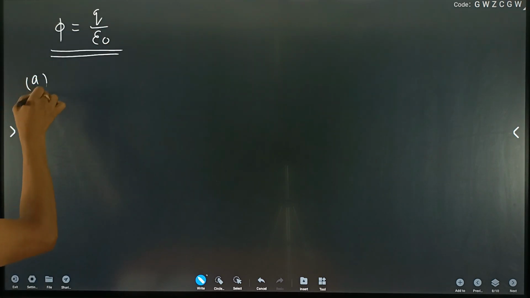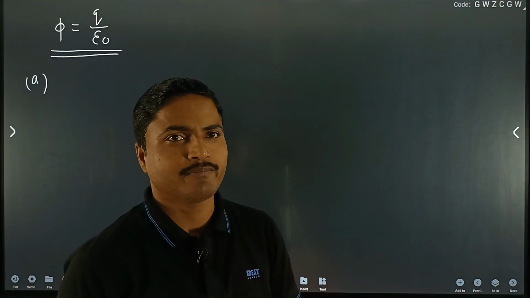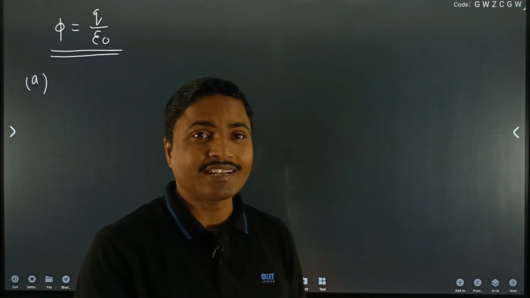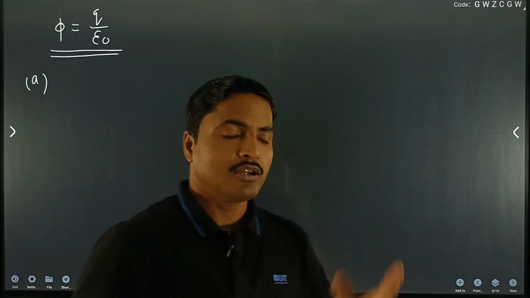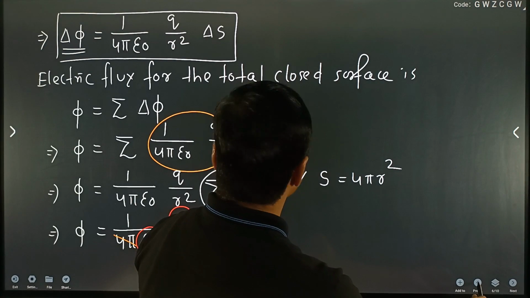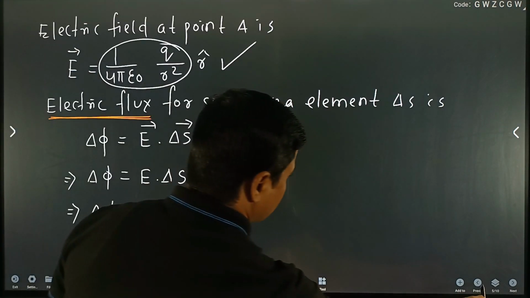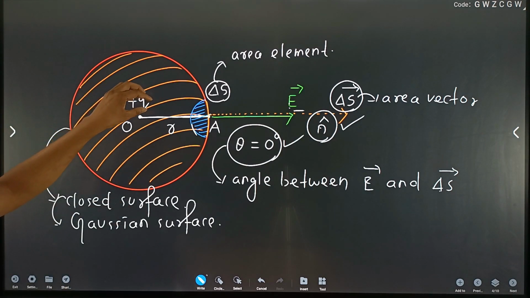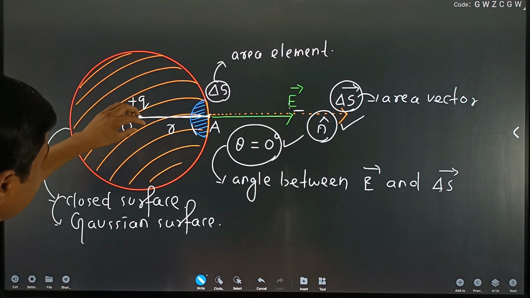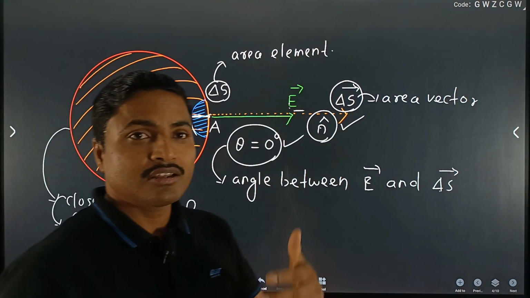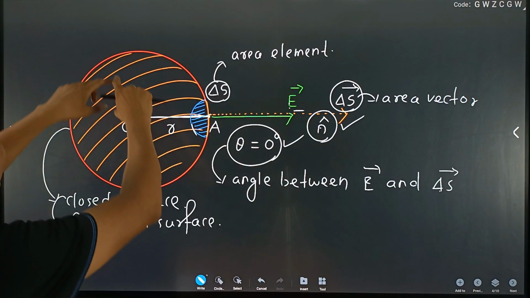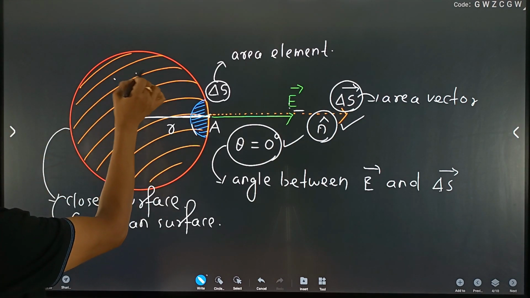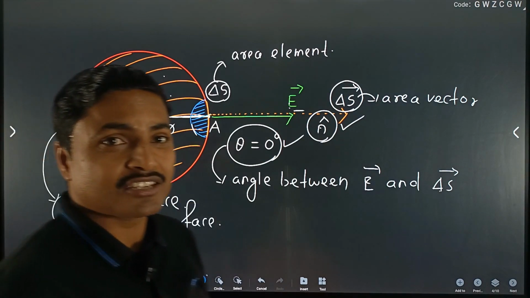And in case of Gauss law, Q is the total charge inside the closed surface, not outside. Look at the figure. Here plus Q, a single point charge is situated at the center. But Q means total charge inside the closed surface, may be placed at this point, may be placed anywhere, but inside the surface.